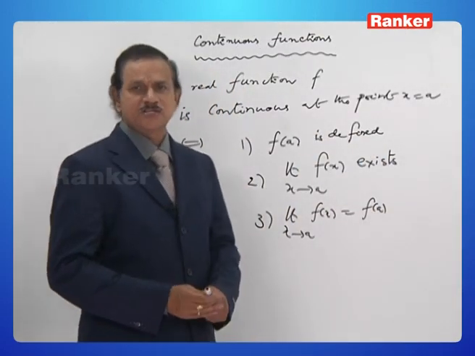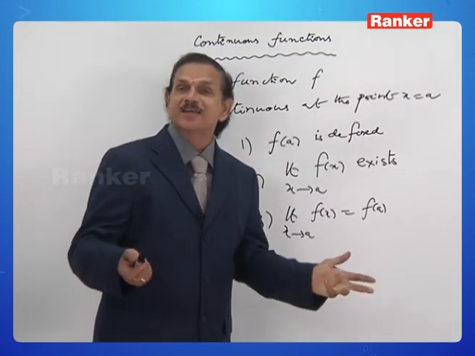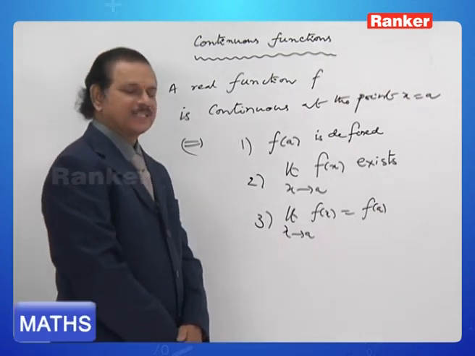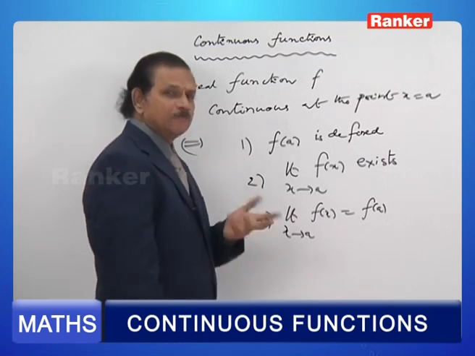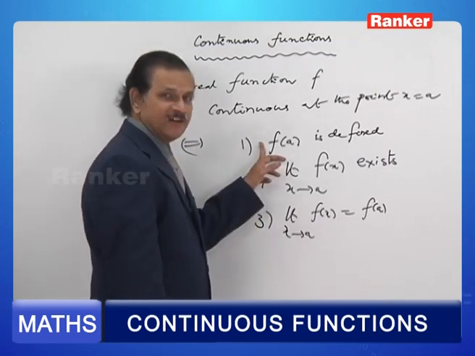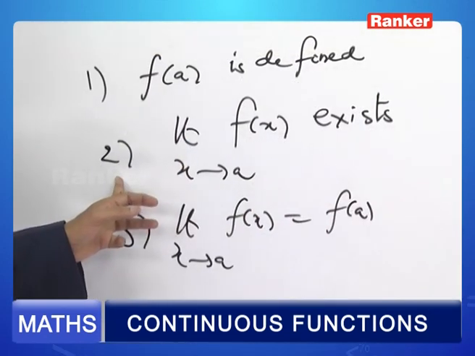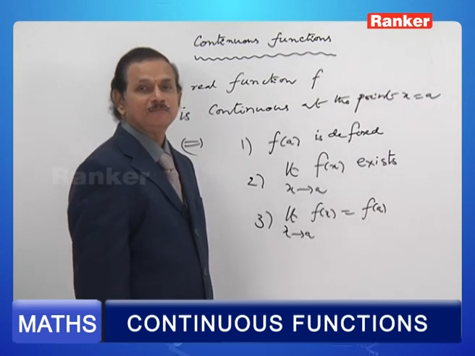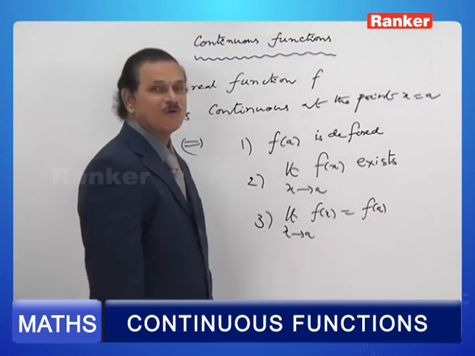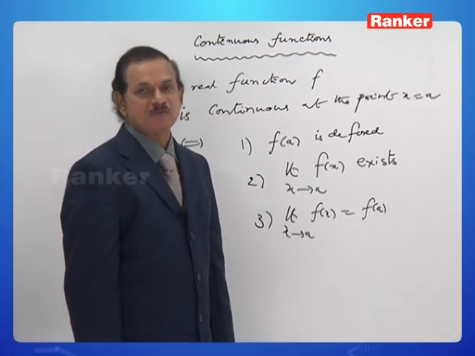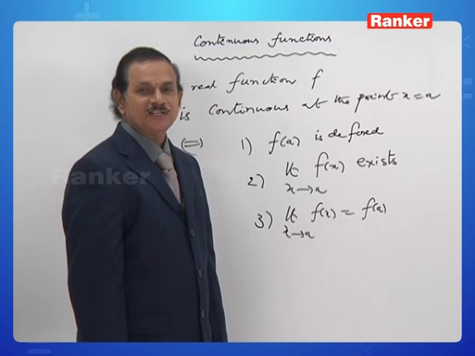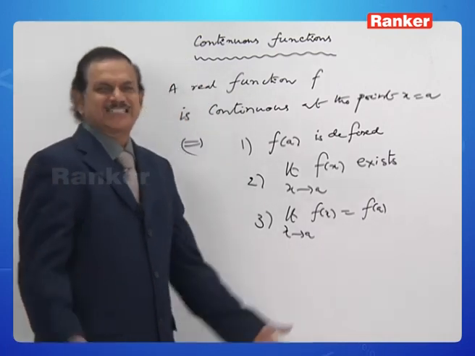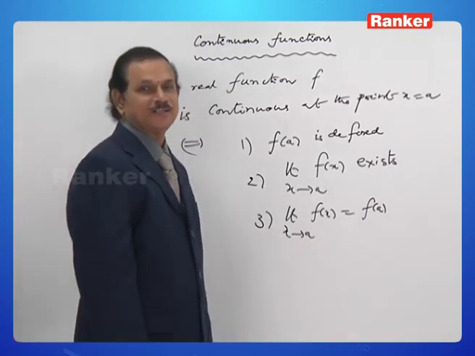If these three conditions are satisfied, then we say that f is continuous at x equal to a. You can say, for the sake of fun, like this: to win the match, quarterfinals, semi-finals, finals. If a particular team loses at the stage of quarterfinals, it cannot think of semi-finals and finals. That is, if f of a is not defined, on the spot itself we say that it is not continuous at x equal to a.